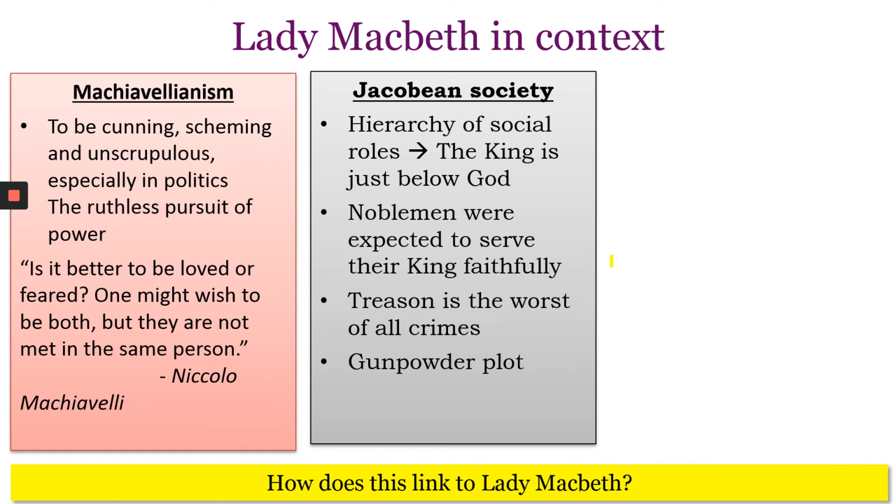Finally, we need to remember that in Jacobean society there was a widespread, pervasive belief in witches, not least by James I himself, who wrote an entire book about witchcraft. Witches were typically women and were felt to have a serious manipulative influence on the world around them, creating storms and undermining people's relationships. So if you haven't already, take a moment, pause the video. What are the links here to what Lady Macbeth says and does?